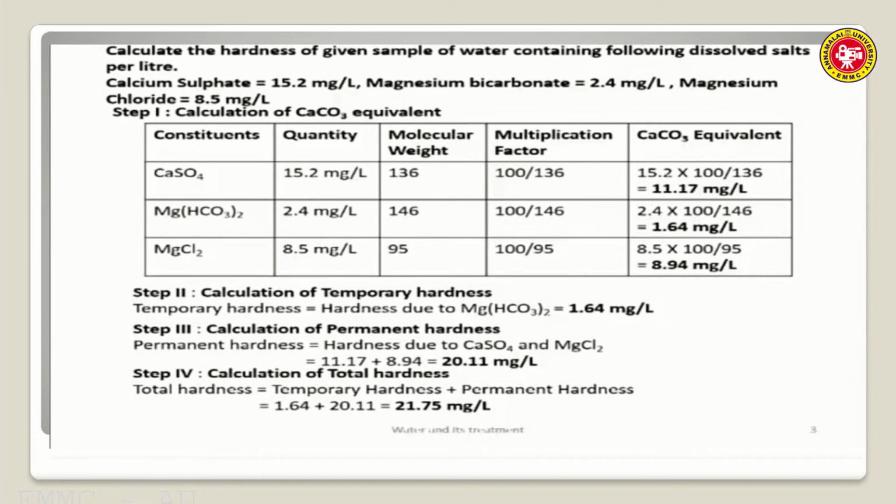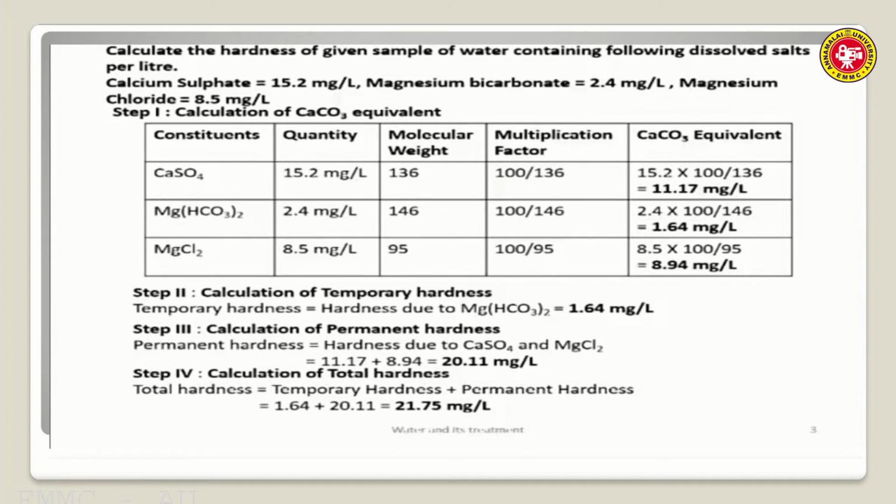So 100 by 136, and 15.2 is nothing but milligrams per liter of calcium sulfate present in the sample water. So 15.2 into that multiplication factor will give me 11.17 milligrams per liter. So what I have done now: the calcium sulfate constituent, which is present as 15.2 milligrams per liter in my sample water, has been converted to calcium carbonate equivalence.